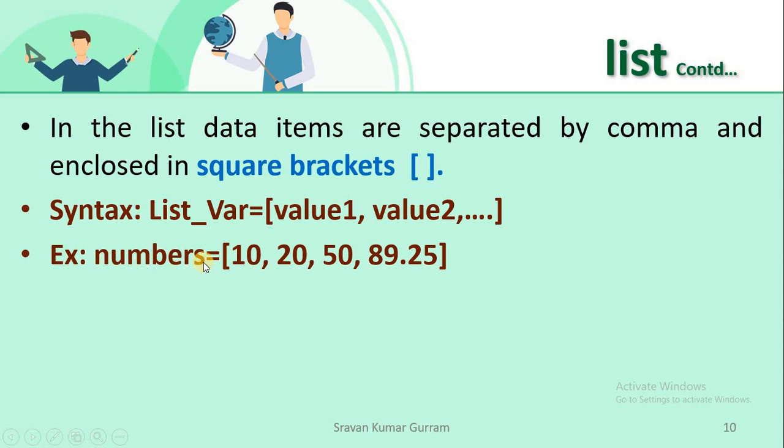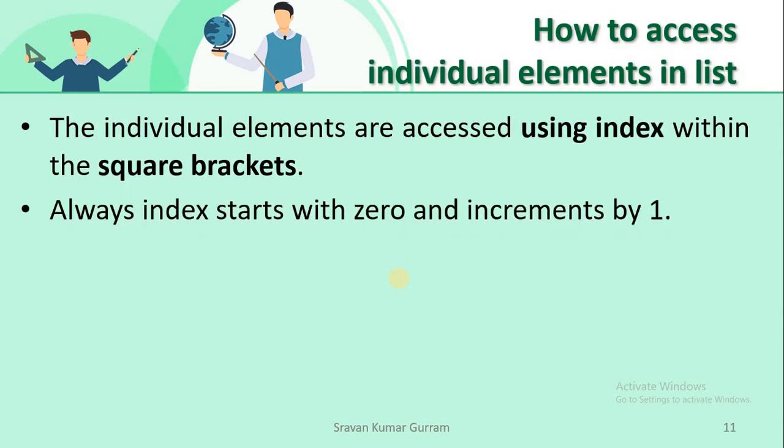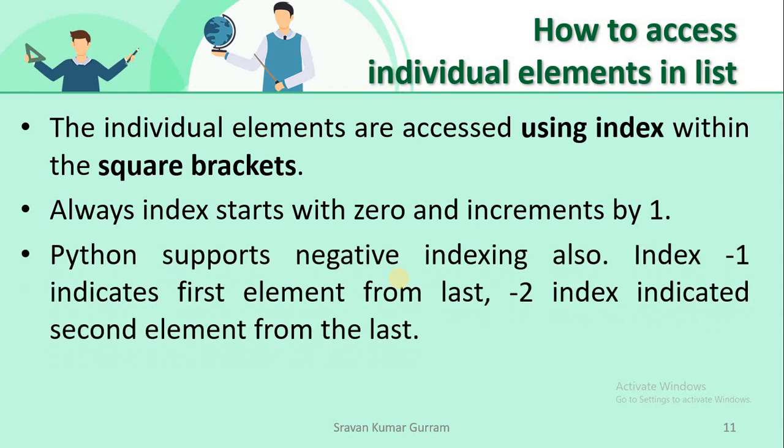Example, numbers is my list variable, assignment. Open the square bracket, write the elements and close the square bracket. Then how to access the individual elements in the list? It is the same as the string sequence. We can use the index mechanism and we must use square brackets, and positive and negative, two are available here also.